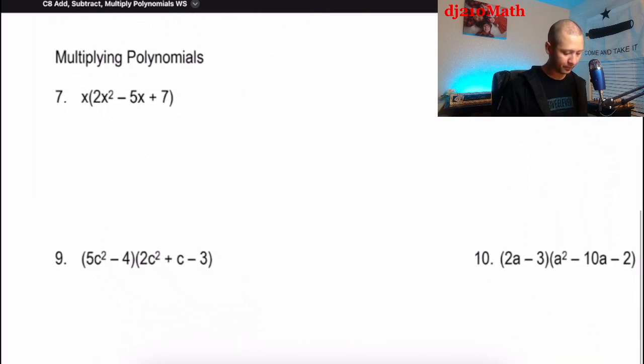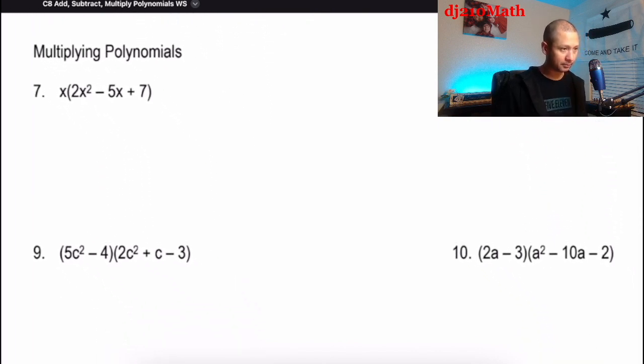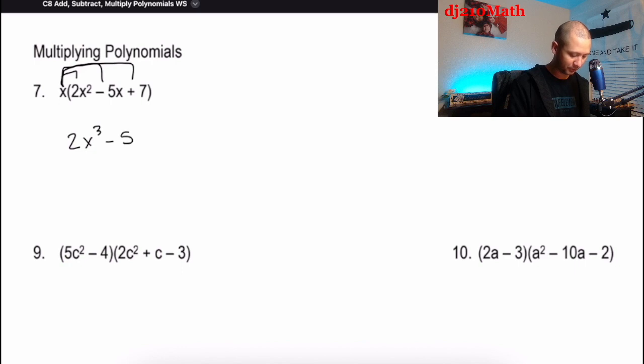Okay. Multiplying. It's definitely more involved than adding and subtracting. So 7 is probably the ideal case, one term. So we have to multiply the outside to everything in the parentheses. So when you multiply common bases, you add the exponents. So 2x cubed minus 5x squared plus 7x.